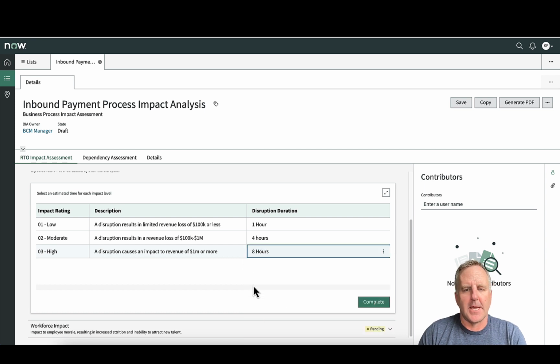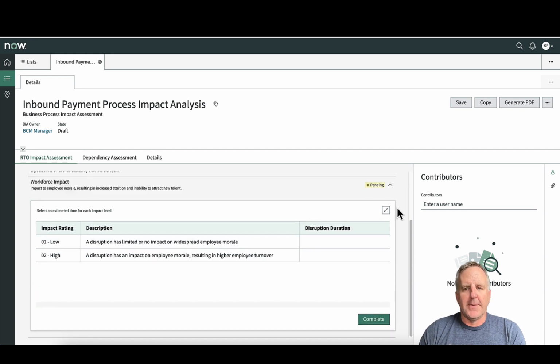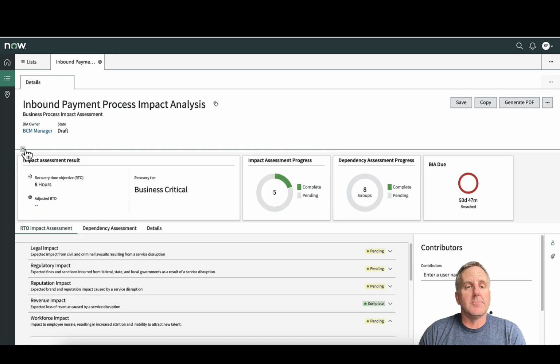Okay, so I'm going to change that. Now I'm going to go ahead and complete that. As I go through and complete these for all of these different impacts, it's going to play into my RTO. So now you can see that I have an RTO because I've only filled out one of the impacts with all the disruption durations. But you can see that my RTO right now is 8 hours. That'll keep getting calculated as I complete more of these, but that's going to feed right to that 8 hours.